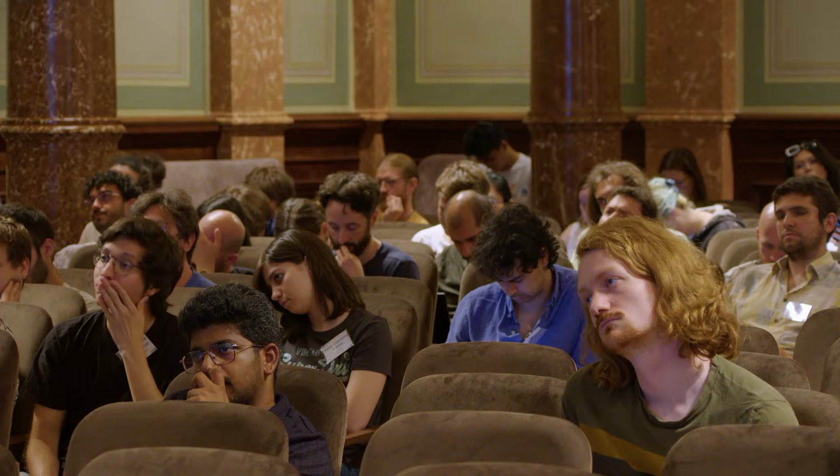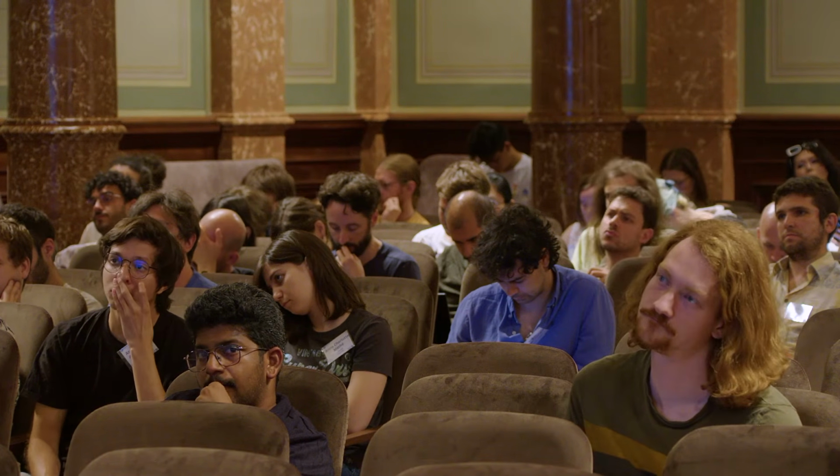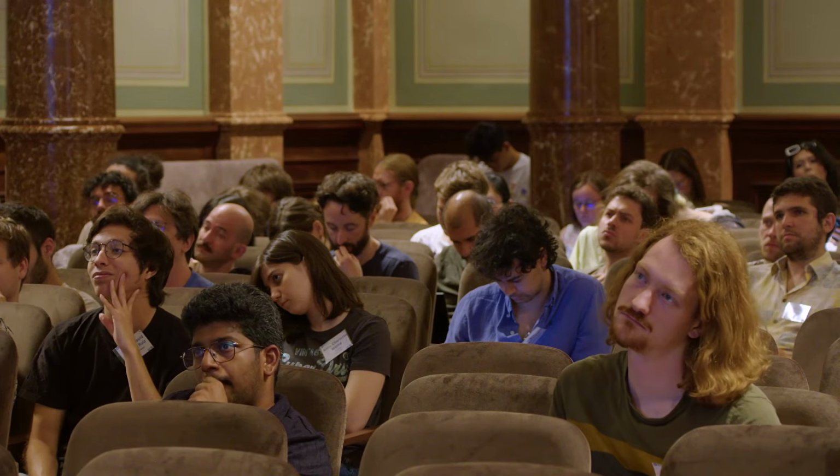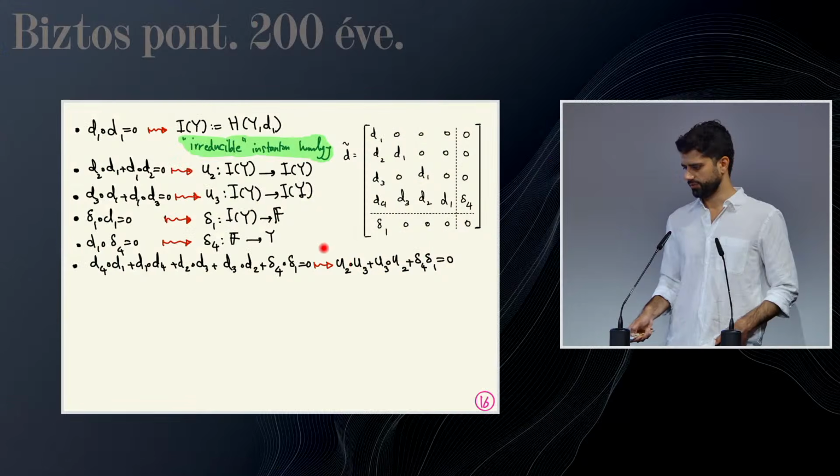So again, there's a typo here. This is supposed to be instanton homology of Y. And finally, the relation involving D4 would say that these two operators, U2 and U3, almost commute. They don't quite commute. The failure to do so is given by these terms which are coming from flat connections.